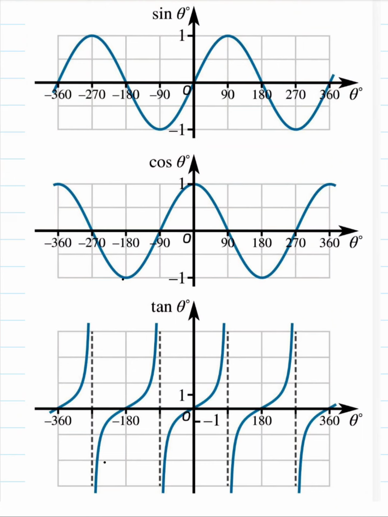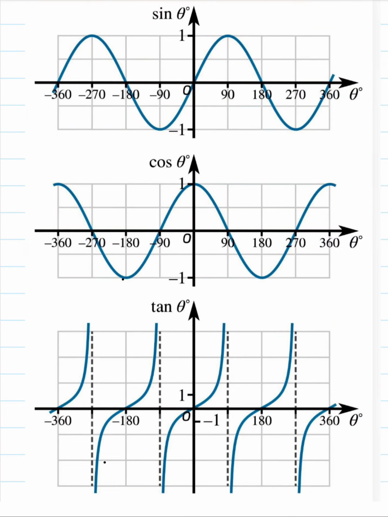Moving on to tan graphs. Tan graphs repeat every 180 degrees, as opposed to 360 degrees. Tan graphs also have vertical lines called asymptotes, where the graph shoots off to infinity. And you can find these at values such as 90, minus 90, 270 and minus 270. Again, because tan is periodic, if you found an asymptote at 270 degrees, you'll find another one when you add 180 degrees to it. This shows the periodic nature of tan.